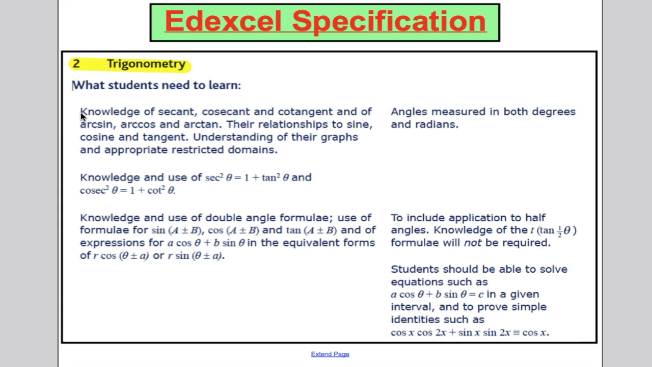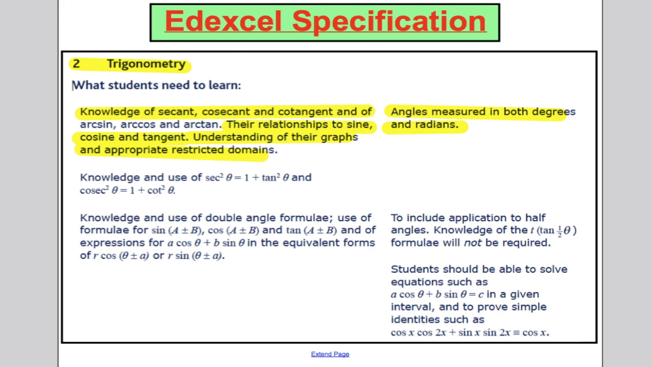Well, what we've already done is we've had knowledge of secant, cosecant and cotangent, and we've talked about their relationships to sine, cosine and tangent, and we've also talked about their particular graphs. And while we've been doing that, we've been working in degrees and radians mode. Something within this section that's not as explicit is we need to use the definitions of secant, cosecant and cotangent to prove identities and to simplify expressions with these functions within them. So that's what this video is going to be about.